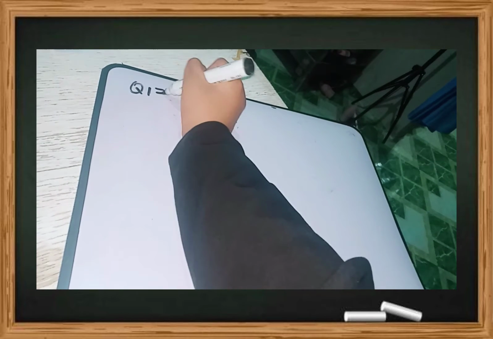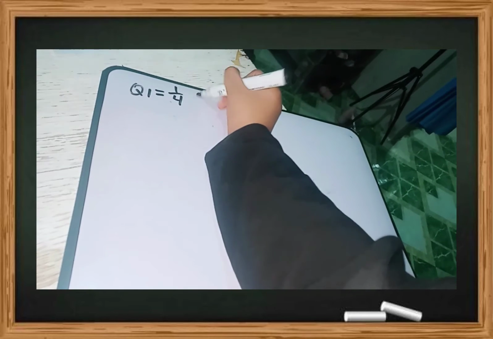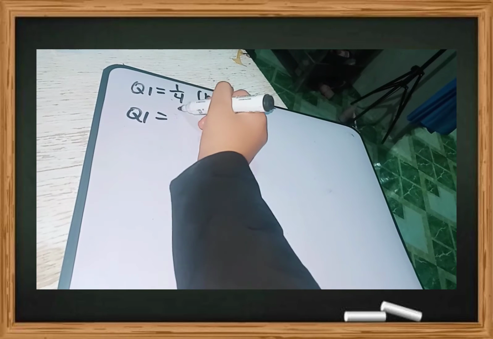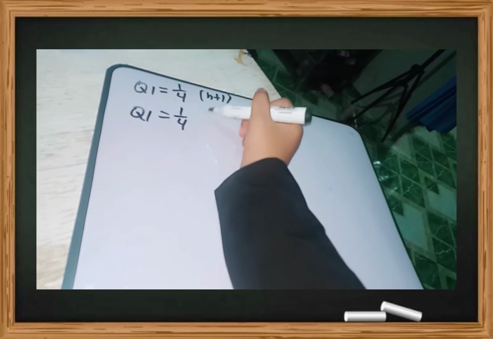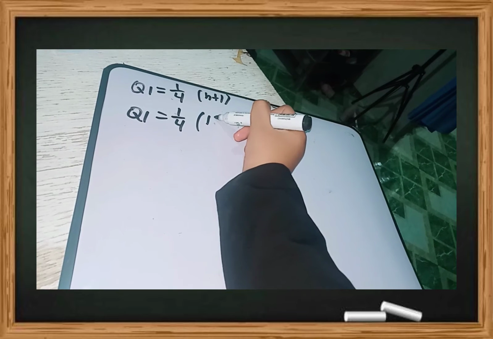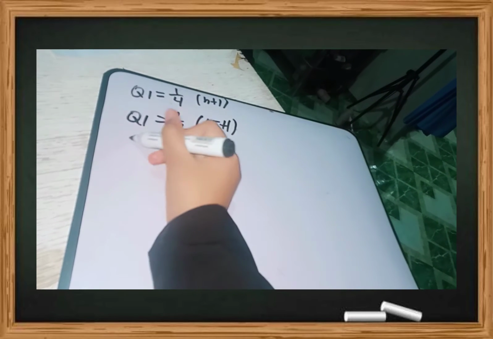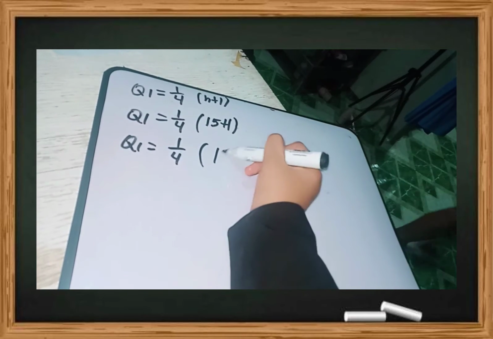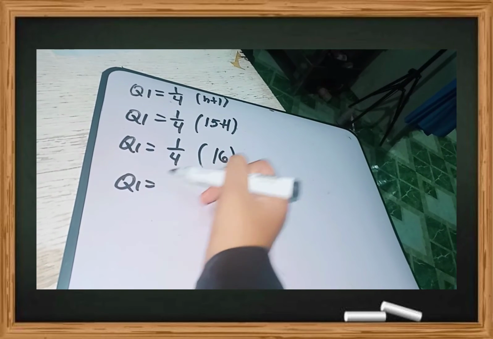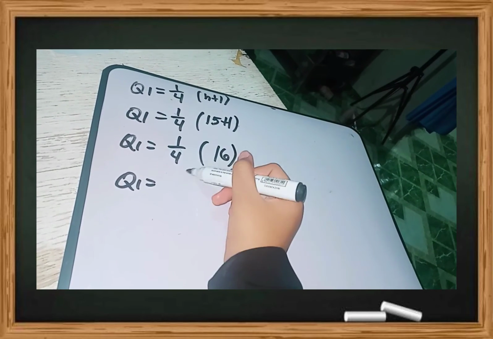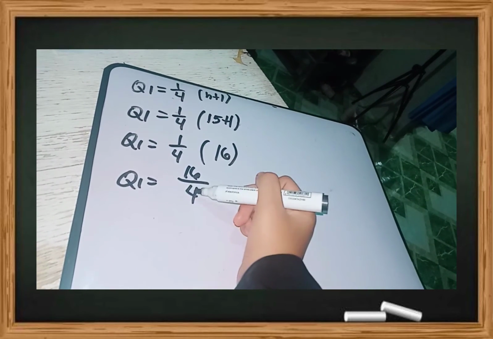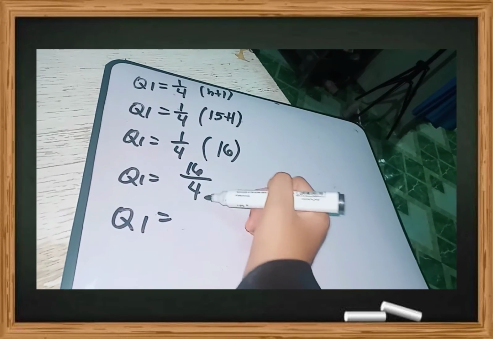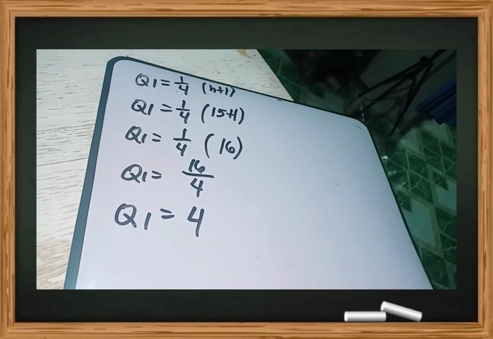So, quartile 1 is equal to 1 over 4, n plus 1. We have 15 given numbers, so the n will be 15 plus 1. 15 plus 1 is equal to 16. Quartile 1, 1 over 4, 16 times 1 is equal to 16. Copy the denominator, which is 4. So, quartile 1 is equal to 16 divided by 4 is equal to 4.